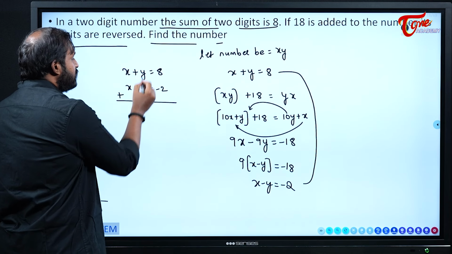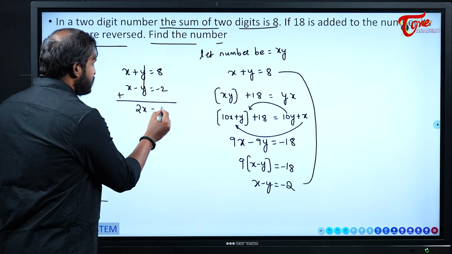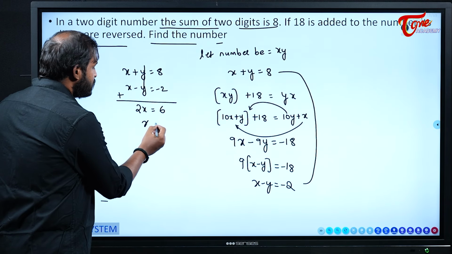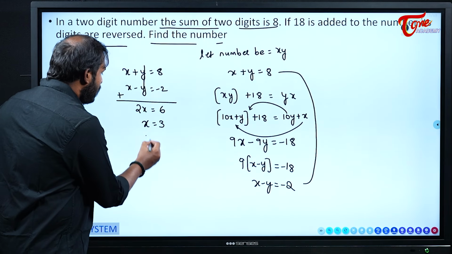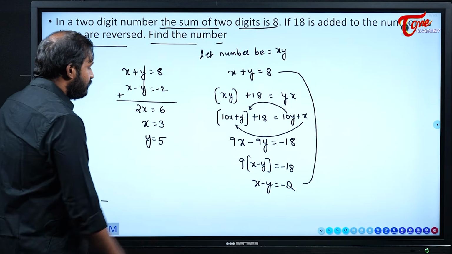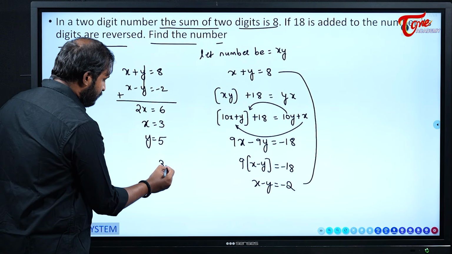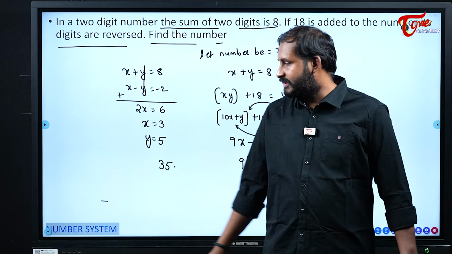When I add these two equations, plus y minus y will get cancelled. 2x I will get as 6. So, x value becomes 3 here. If x value is 3, what about y? y value will become 5. So, the number will become what for me? 35. The number is 35. So, the required number is 35.